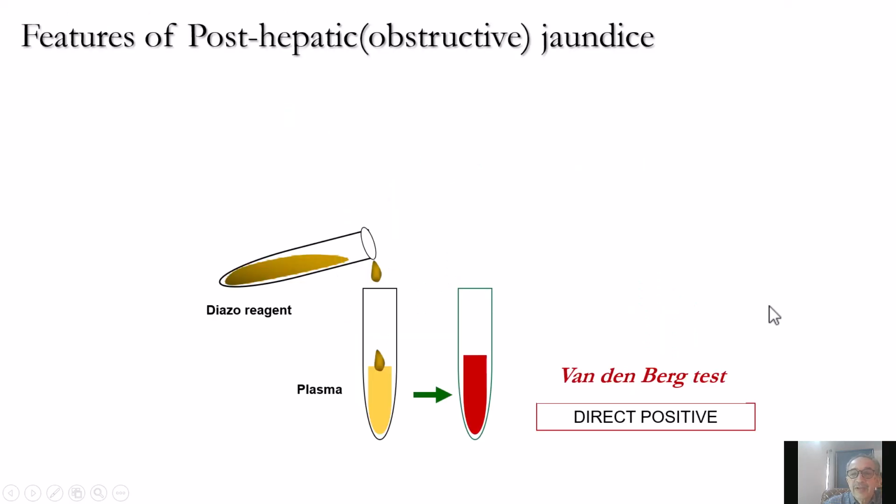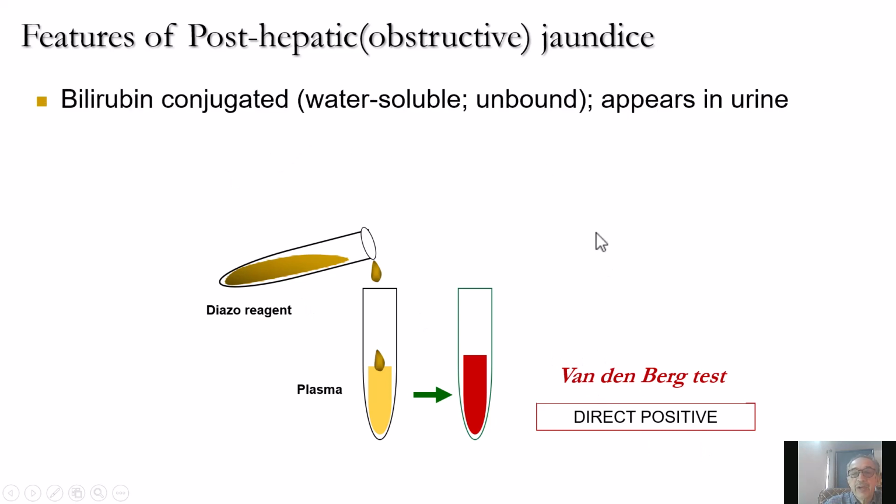Features: the Van den Bergh test is positive, as said in one of the cases. This is the method: plasma is taken, diazo reagent is added to the plasma, and the plasma gives a color. In indirect, you have to add alcohol to get the positive. So that will be indirect. This is one feature: direct Van den Bergh test.